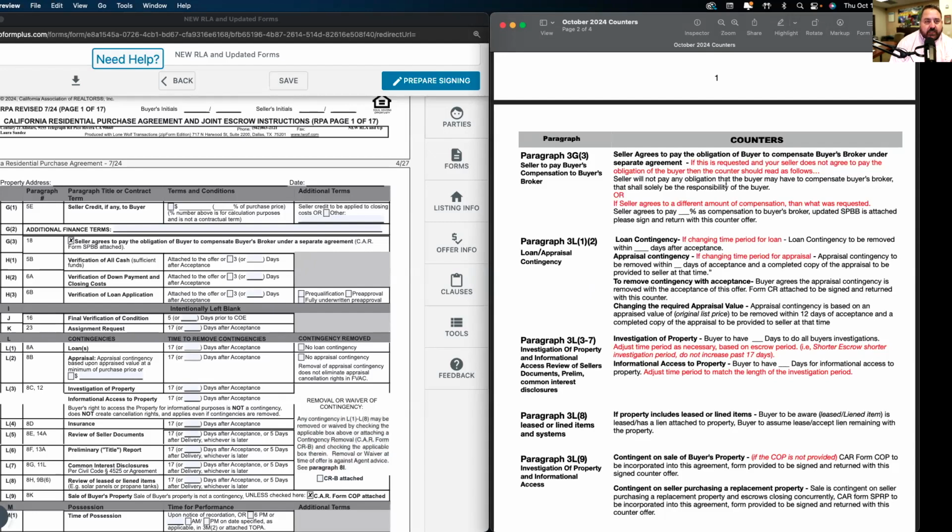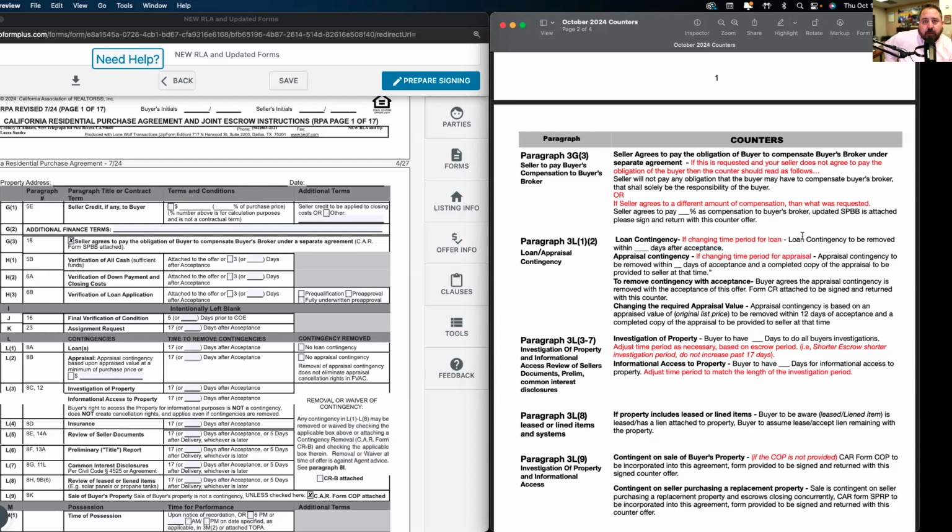If this is requested and your seller does not agree to pay the obligation of the buyer, then the counter should read as this. This is the first counter, that if your seller is not paying anything: seller will not pay any obligation that the buyer may have to compensate buyer's broker. That shall solely be the responsibility of the buyer. That's if your seller refuses to pay any compensation at all. No concessions for compensation to the buyer's broker. That's going to be your counter.